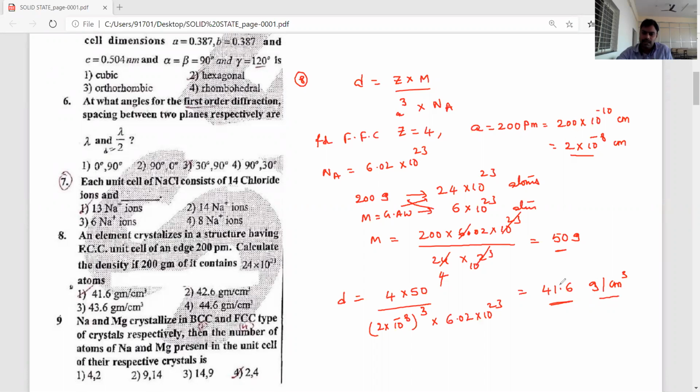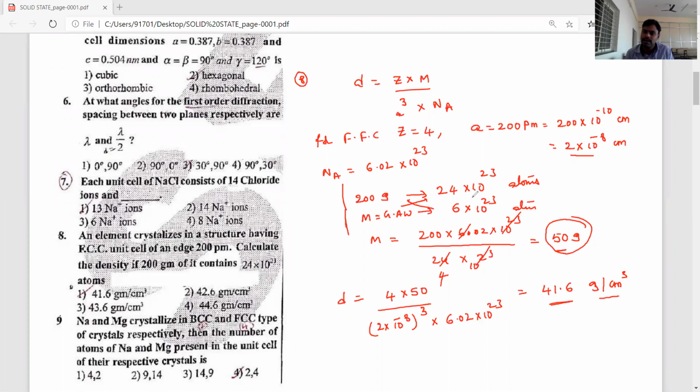But here we can't calculate directly, because the gram atomic weight is not given. The gram atomic weight is indirectly given, because 200 grams of that element has 24 into 10 to the power 23 atoms present. But what is the gram atomic weight? Gram atomic weight contains 6.023 into 10 to the power 23 atoms. Indirectly we get the gram atomic weight. This is the additional step.